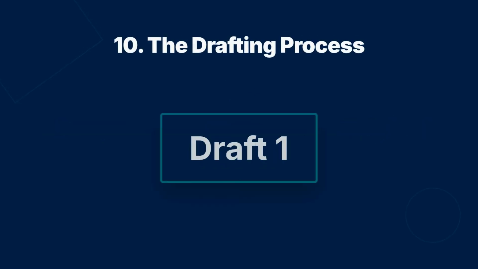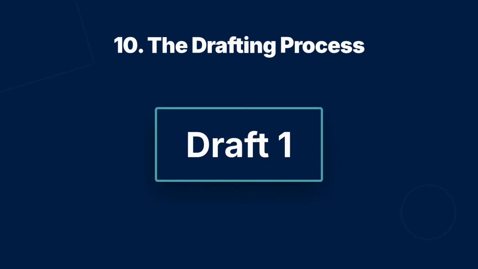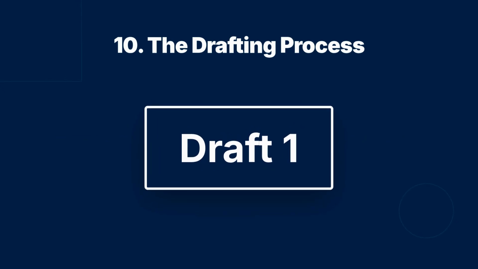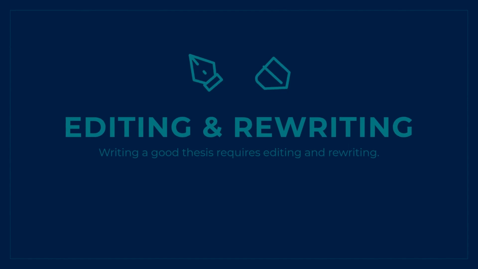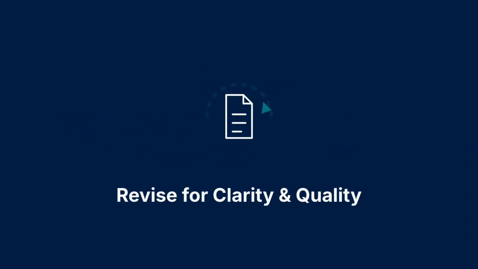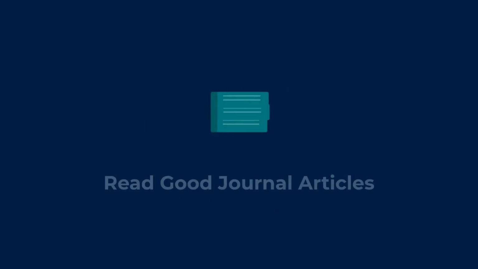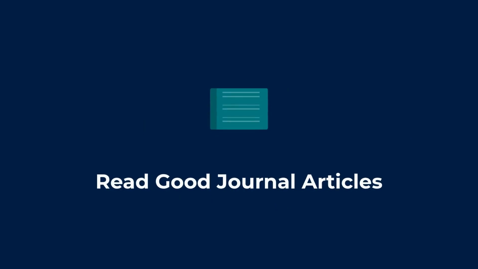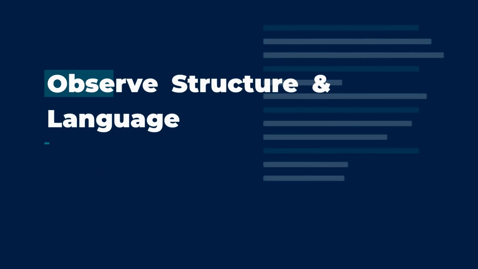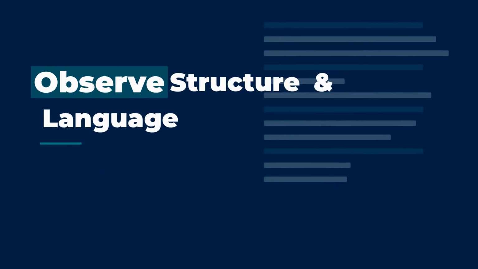It is also important to understand that your first draft will not be perfect. This is normal. Writing a good thesis requires editing and rewriting. You may need to revise your work several times to improve clarity and quality. Reading good journal articles can help you learn how academic writing is done. Pay attention to how authors structure their arguments and use language.